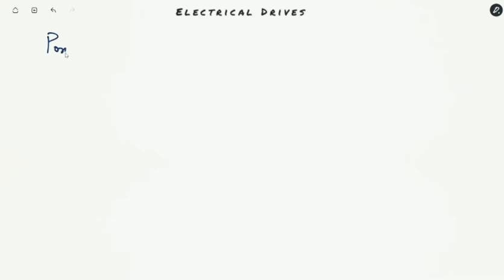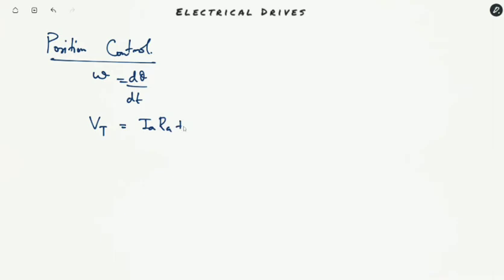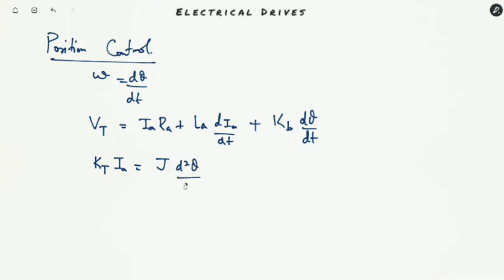If we are concerned with position control of DC motors, we'll have to replace omega by d theta by dt. That will give us the equations will change as Vt will be now equal to Ia Ra plus La dIa by dt plus Kb times omega. Instead of omega, we now have d theta by dt, and another equation, the mechanical equation, will be Kt Ia is equal to J d omega by dt, so we'll be having d2 theta by dt square plus b omega, that will be d theta by dt.